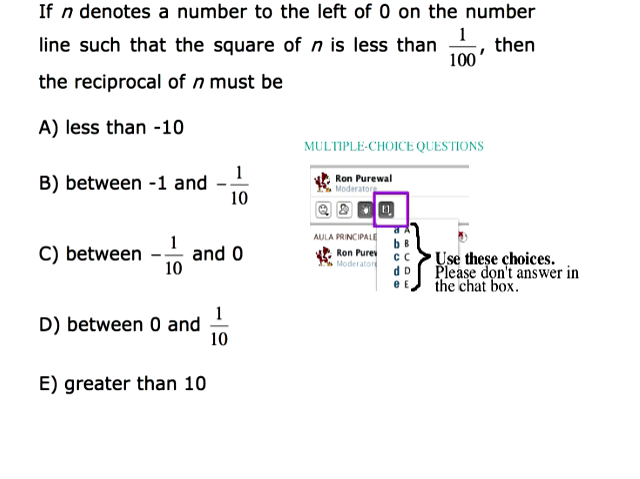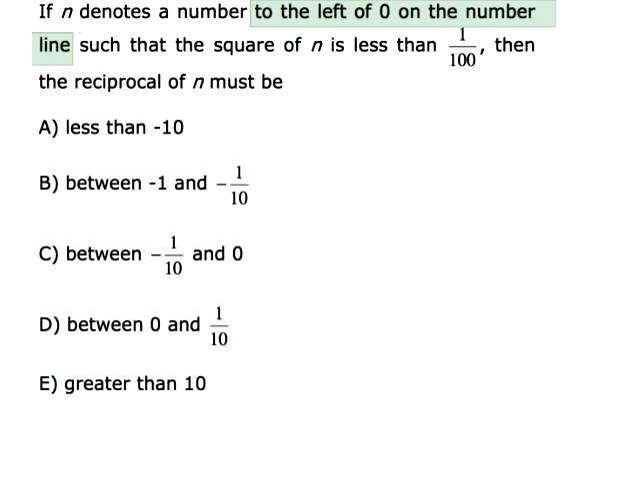So let's talk about it. What we know is that n is to the left of 0 on the number line, which means that it's what? We know that it's negative. So n is negative, and the square of it is less than 1/100.